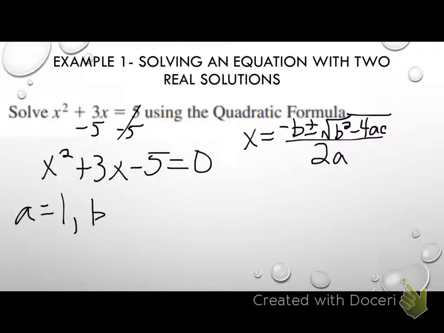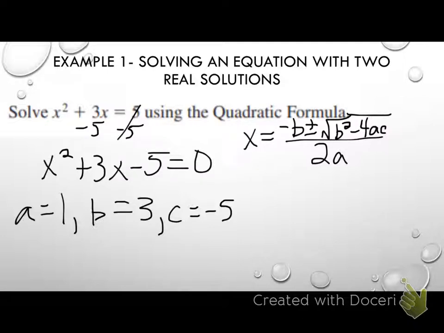Okay, my B value is multiplied by x. What's my B value? 3. My C value is my constant. What's my C value? -5. Everyone okay with that? Everyone okay with how I've identified A, B, and C?